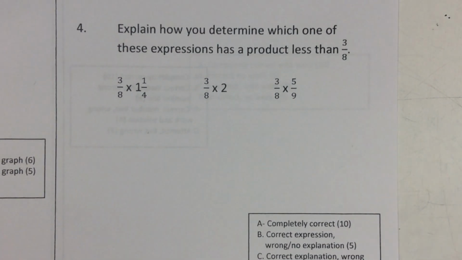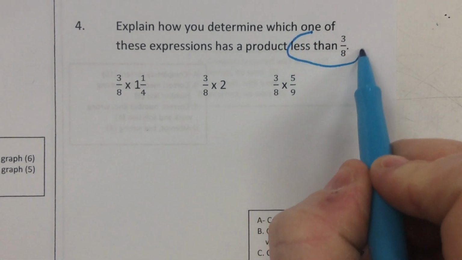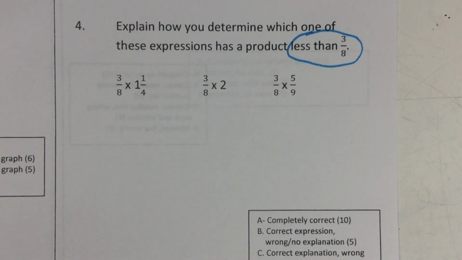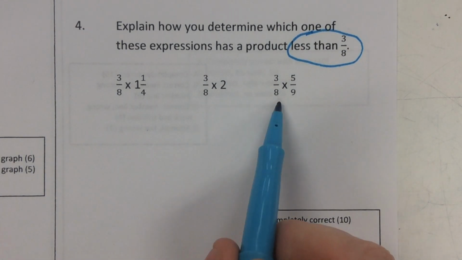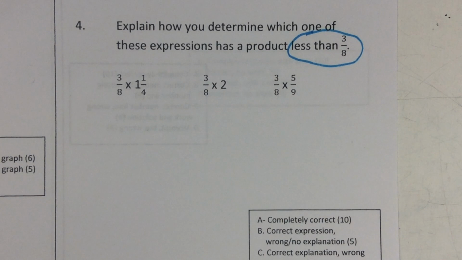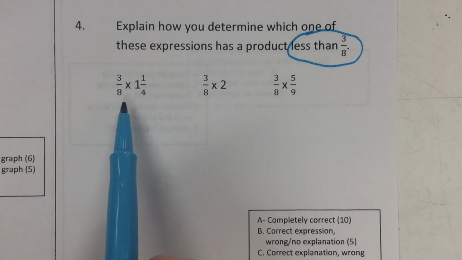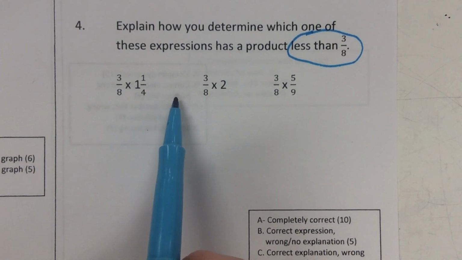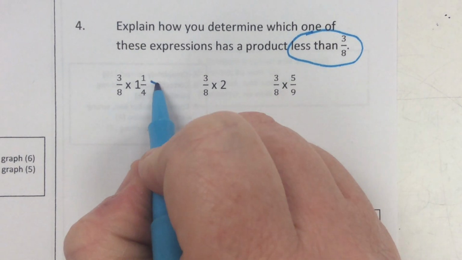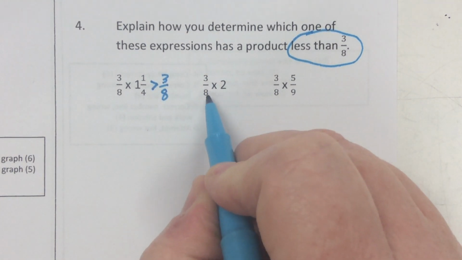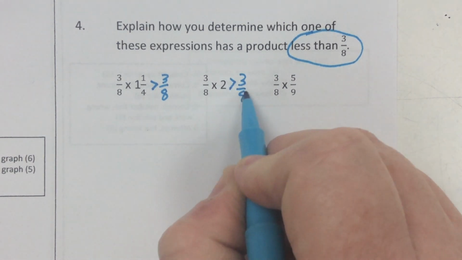All right, a lot of people here seem to make this one way more complicated than it had to be. Okay, explain how you determine which one of these expressions has a product less than 3/8. Now, this was that thing about reasonableness and multiplication. Okay, if I am multiplying all of these numbers by 3/8, that's the same. So the rule says if I multiply a number by 1, so 3/8 times 1 would just be 3/8. But if I multiply by anything greater than 1, my answer will be greater than 3/8. So greater than 3/8. 3/8 times 2 is greater than 3/8.